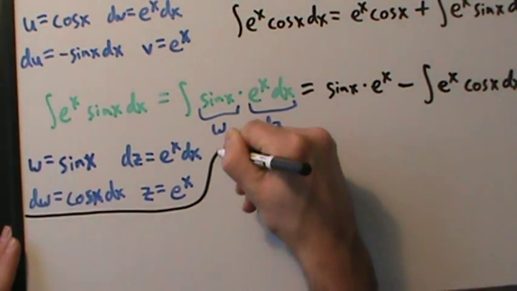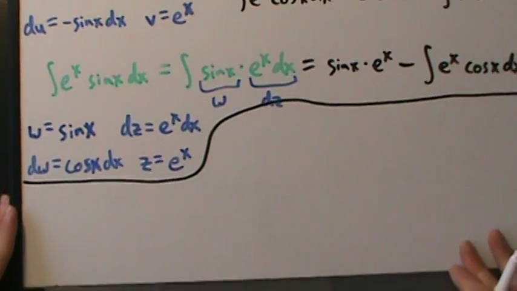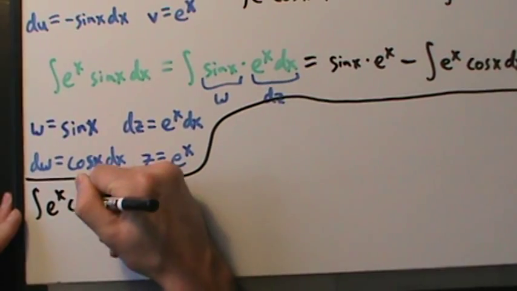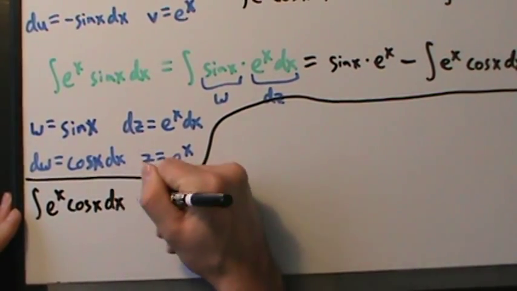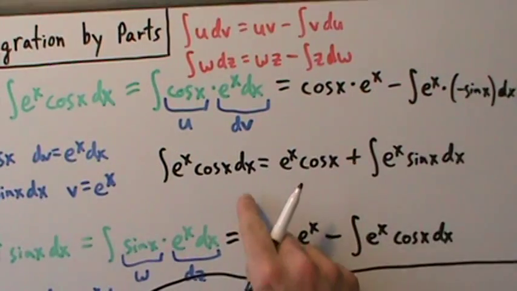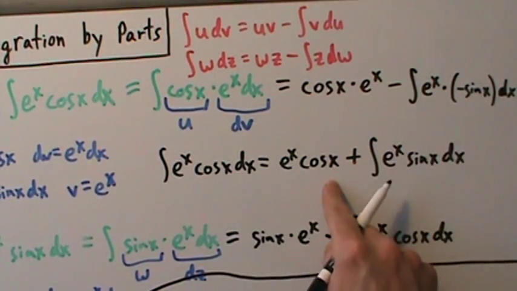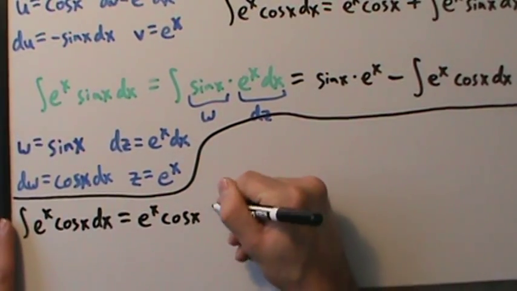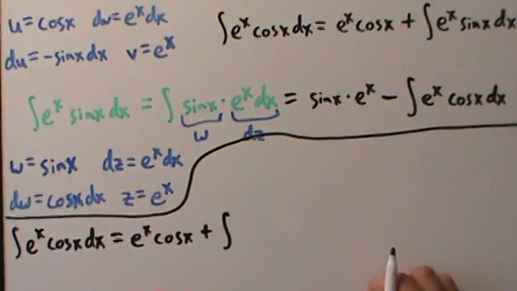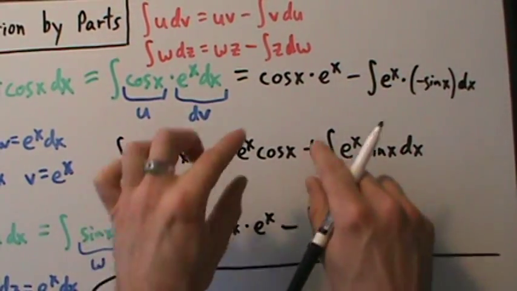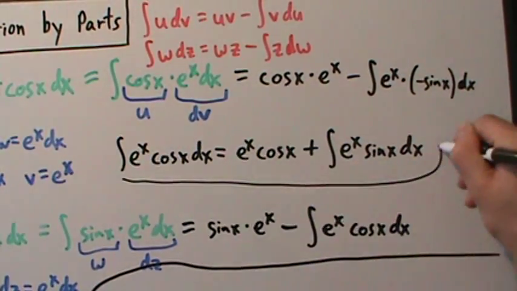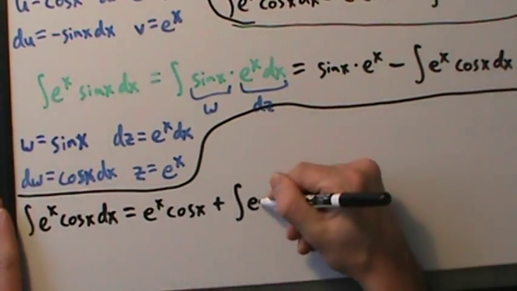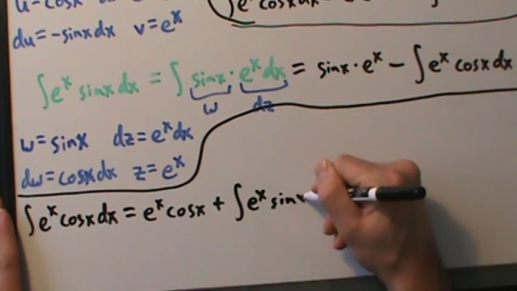Let's set off some room up here. So anyway, what we had at the beginning was the integral of e to the x cosine of x dx. Okay, that's what we had up here. The integral of e to the x cosine of x dx equals e to the x cosine of x plus the integral of e to the x sine of x dx. This is what we got from our first integration by parts. When we did integration by parts the first time, this is what we ended up with.